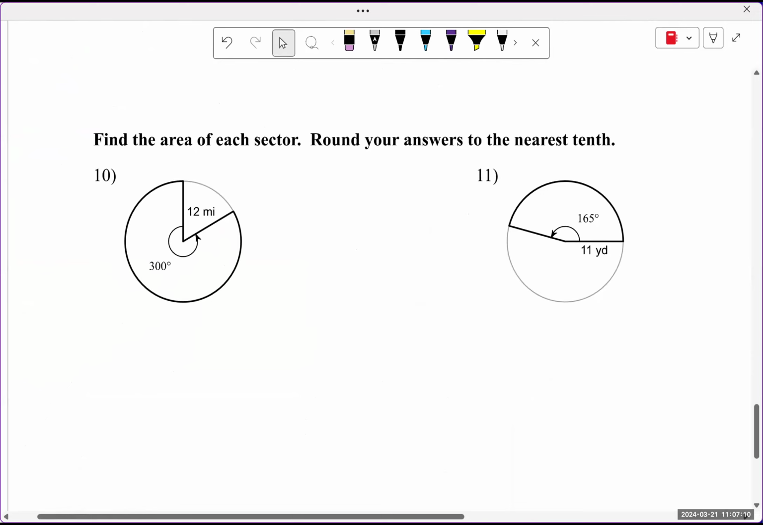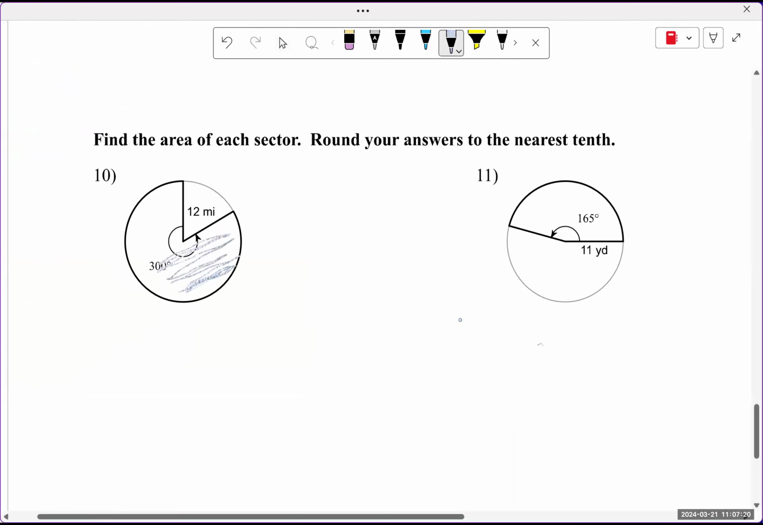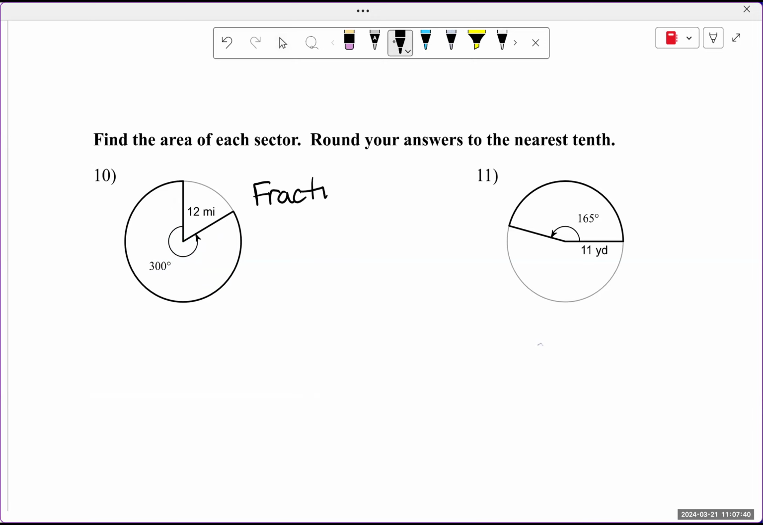Area of the sector is the area of a piece of the circle. Okay, not the whole circle. And you can tell which piece because of this little arrow thing right there. Okay, so I don't want the whole circle. I want a fraction of the circle. Okay, so there's two things we need to know. We need to know the fraction times the area.